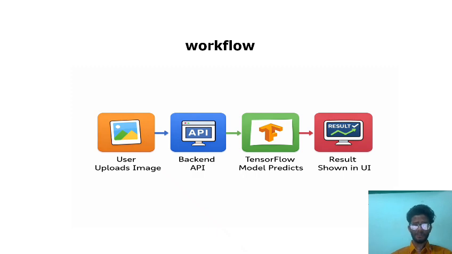This is the workflow of TensorFlow. First, the user uploads an image, then the back-end API takes the request from the user and processes it. Then the TensorFlow model will predict. By using machine learning models, it predicts the output. Finally, the result will be shown in the UI. UI means user interface.